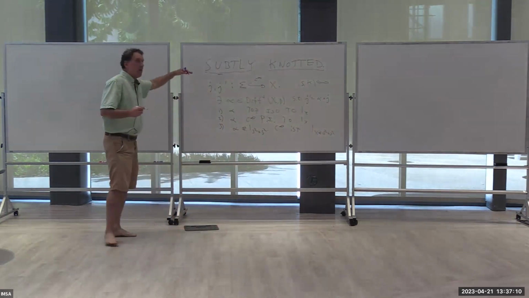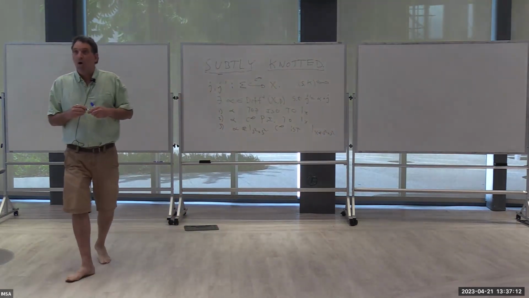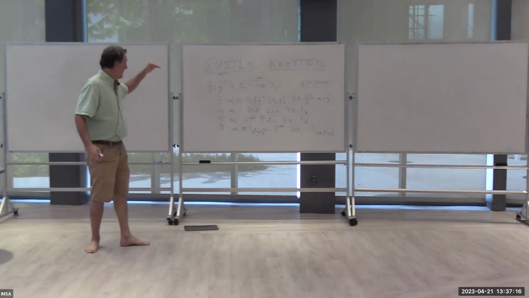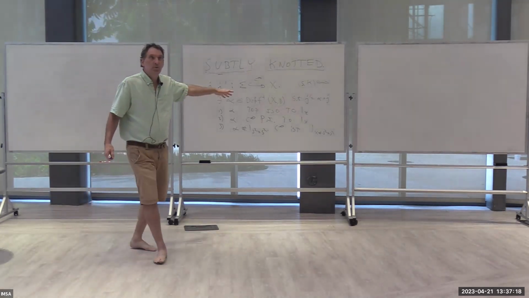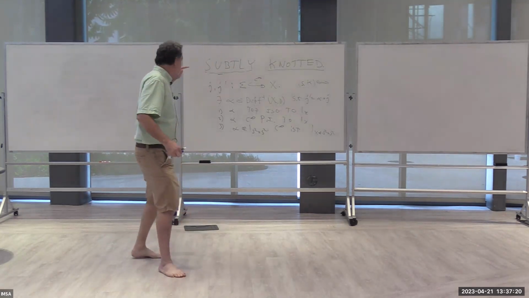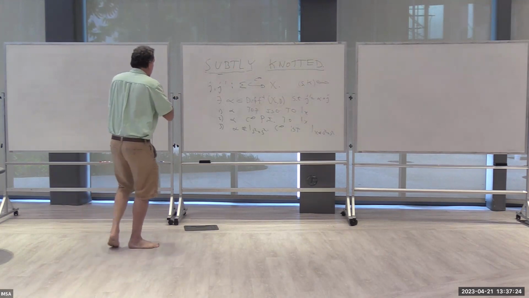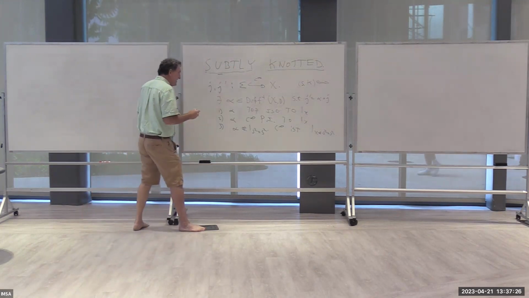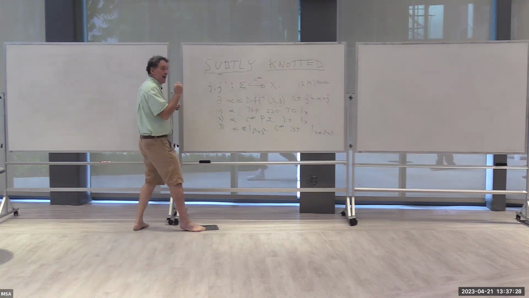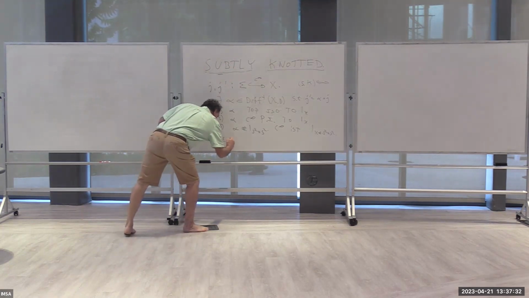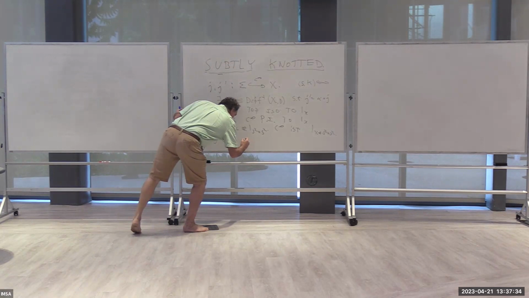And so even though they are the same in all of these ways, they're topologically isotopic, ambiently, they are smoothly concordant, they become equivalent after one external stabilization, these things are still not smoothly isotopic. So J and J prime are not.